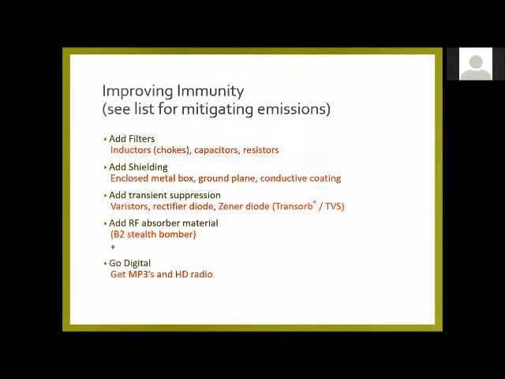Another way to improve immunity is to go digital. So implementing a digital stream of data allows you to check the data to, if you can detect it in the midst of noise, whatever that noise is, you can maintain your signal, and it can be very clear because it's undisturbed once you decode it, as long as you have enough signal to noise ratio to do that.